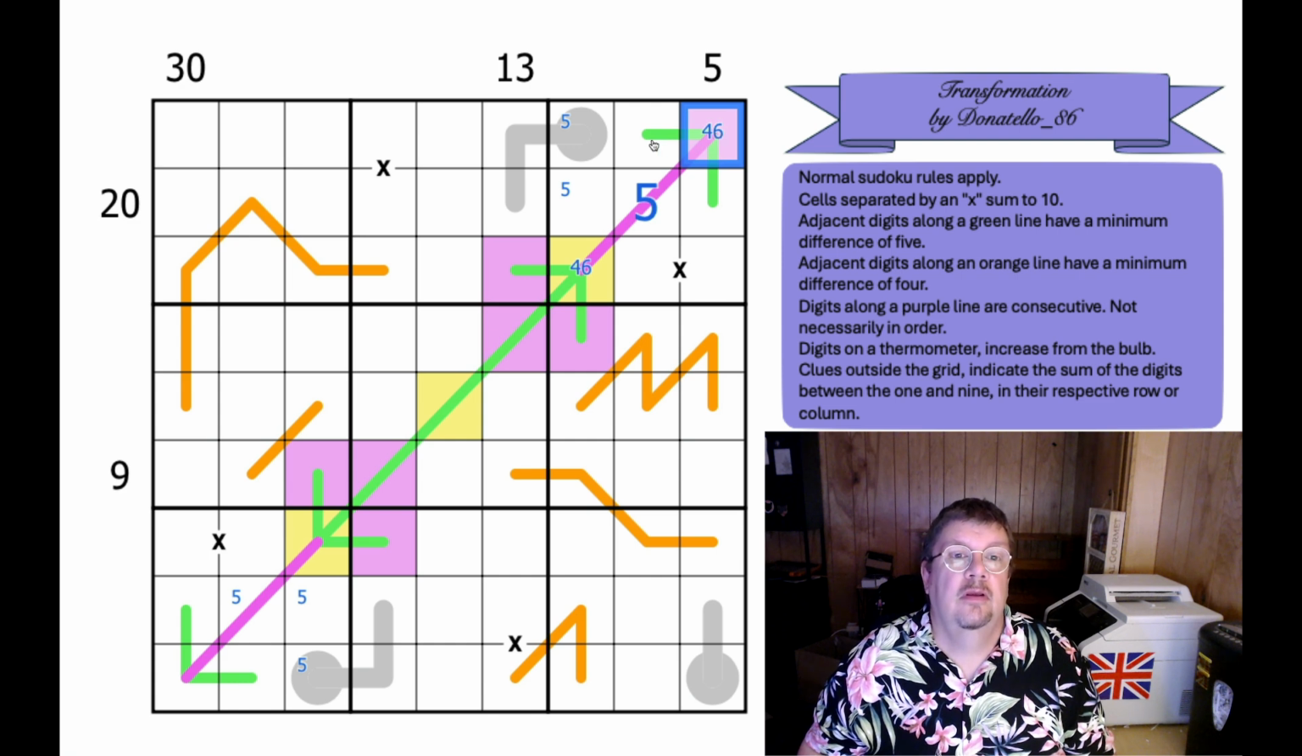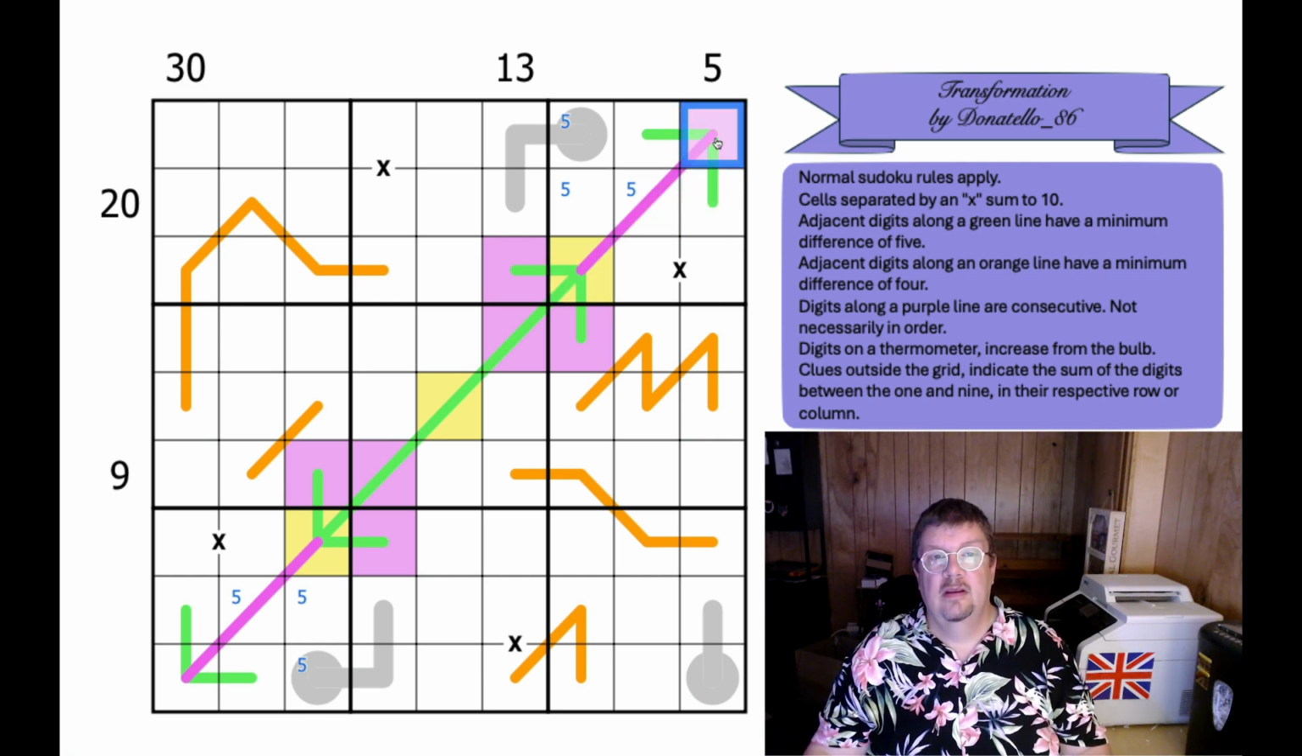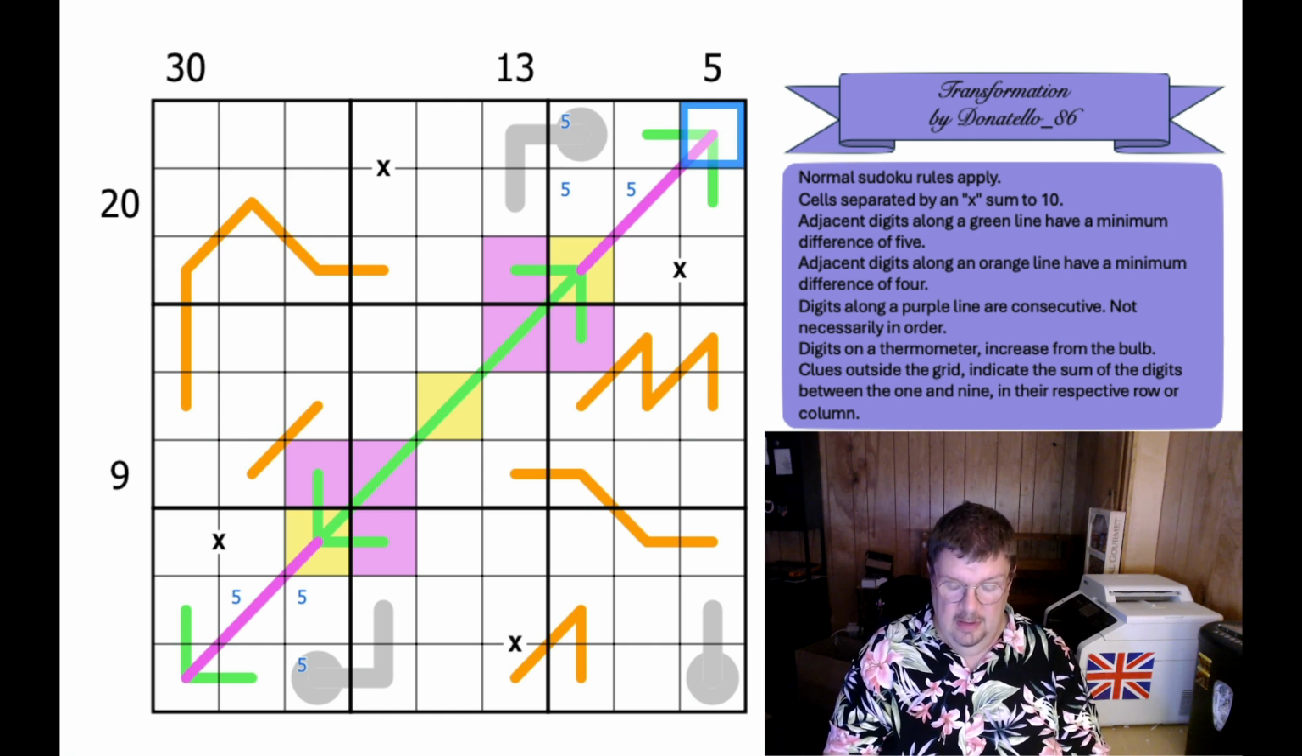Because if this were a 4, these would both have to be 9, and if this were a 6, these would both have to be 1. So what that tells us is that that is yellow, which makes those two pink.